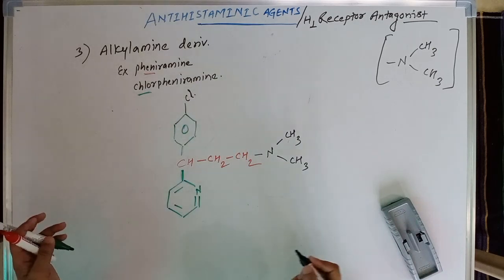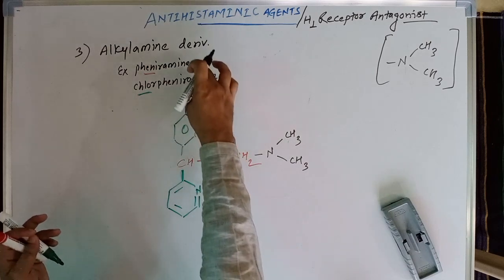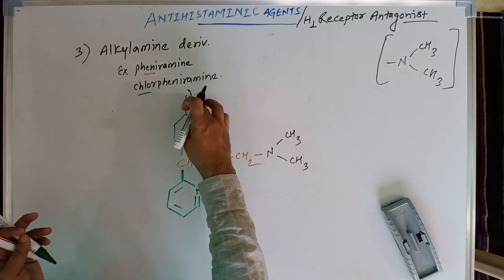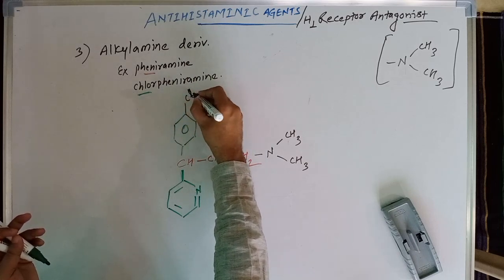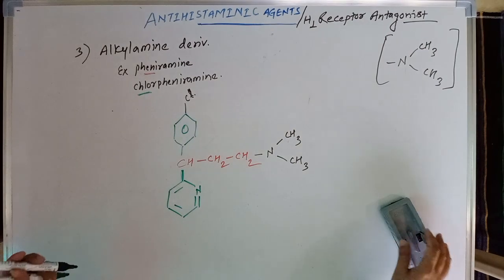So this is your chlorpheniramine. If chlorine is removed, then it is pheniramine, and if chlorine is added over here at the 4th position, then it is chlorpheniramine. So this is your class number 3.